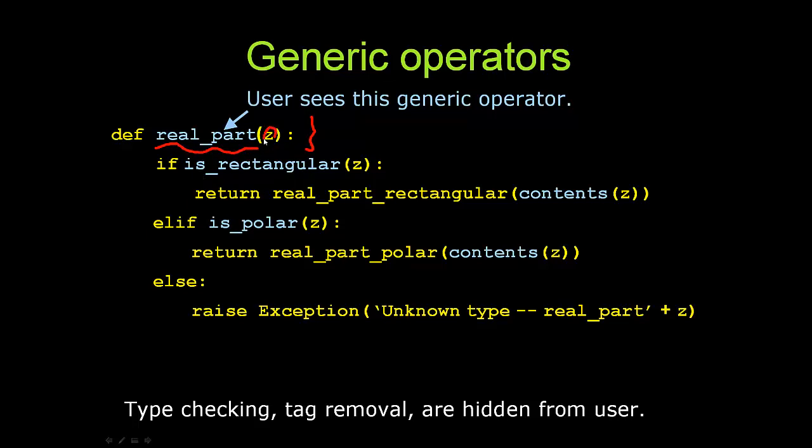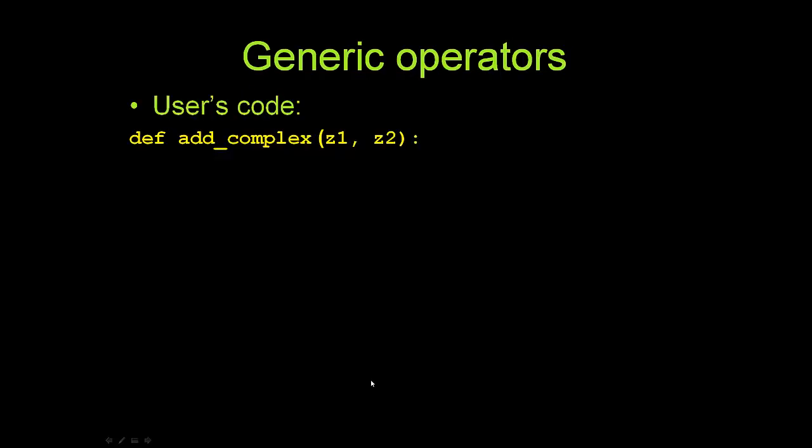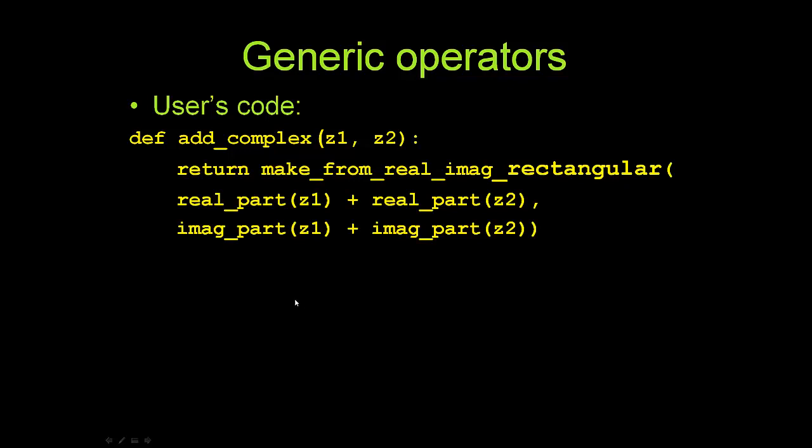If Z is rectangular, it will actually recall the rectangular part of the real and extract contents. Similarly, if Z is polar, then you extract this polar real part from contents. Otherwise, it will freak out. So after checking for the type of the data, we remove the tags, and they're hidden from the user. So let's take a look. How does the user's code look now for add complex? Well, essentially, it's back to square one.